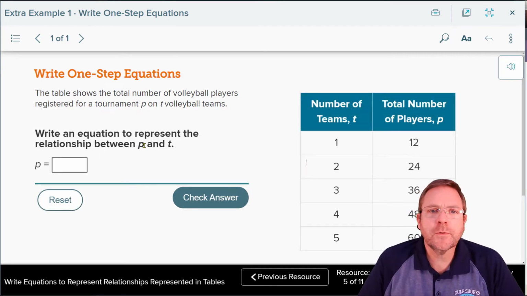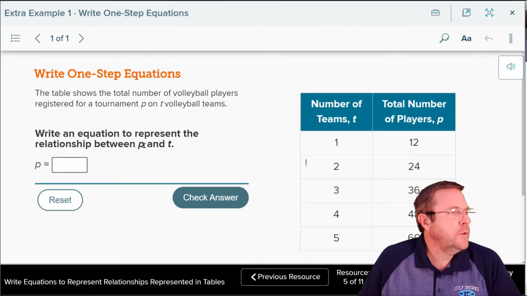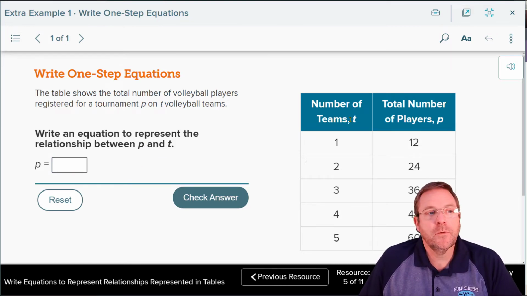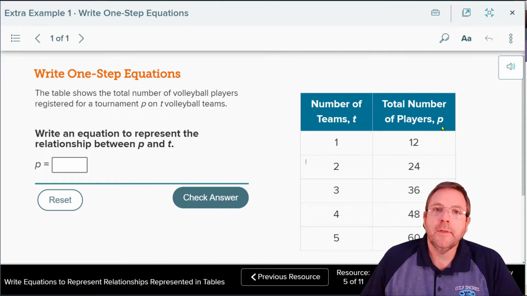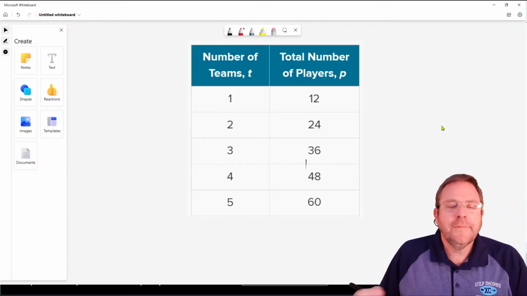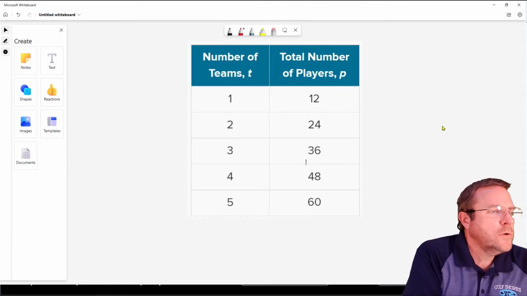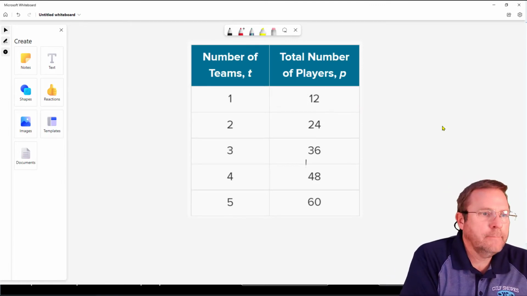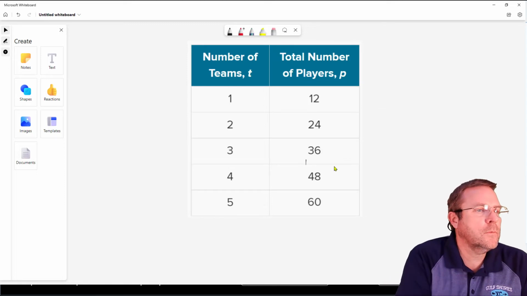Now it's going to be your turn. Take a moment and pause the video and come up with a rule to connect P to T, where T is the number of teams and P is going to be the number of players. Now to do this, I have to ask myself, what do I multiply our T value by? For some reason my cursor is not working here. There we go.